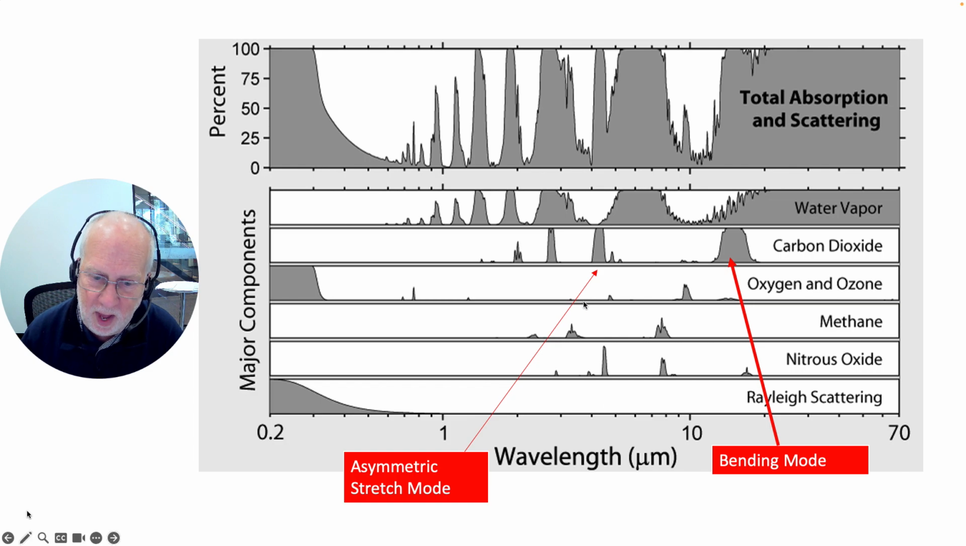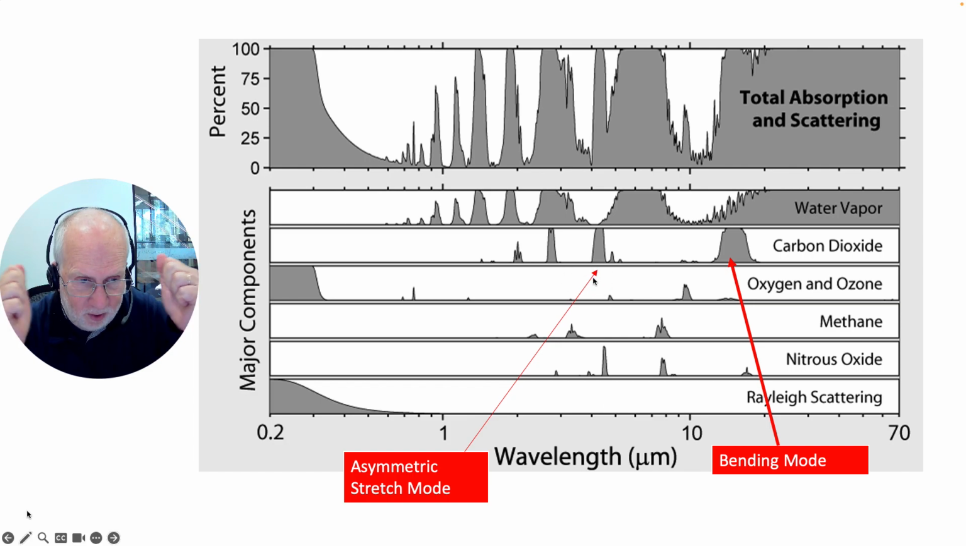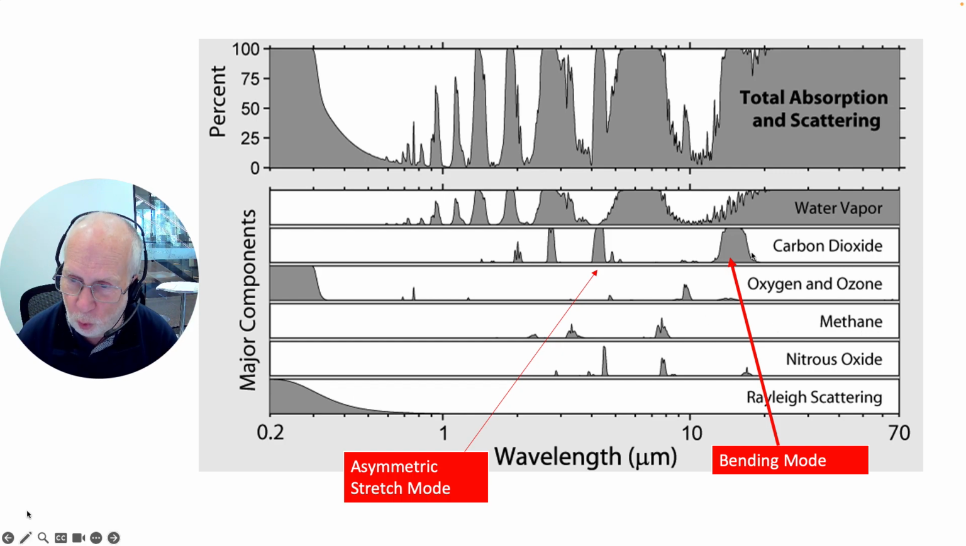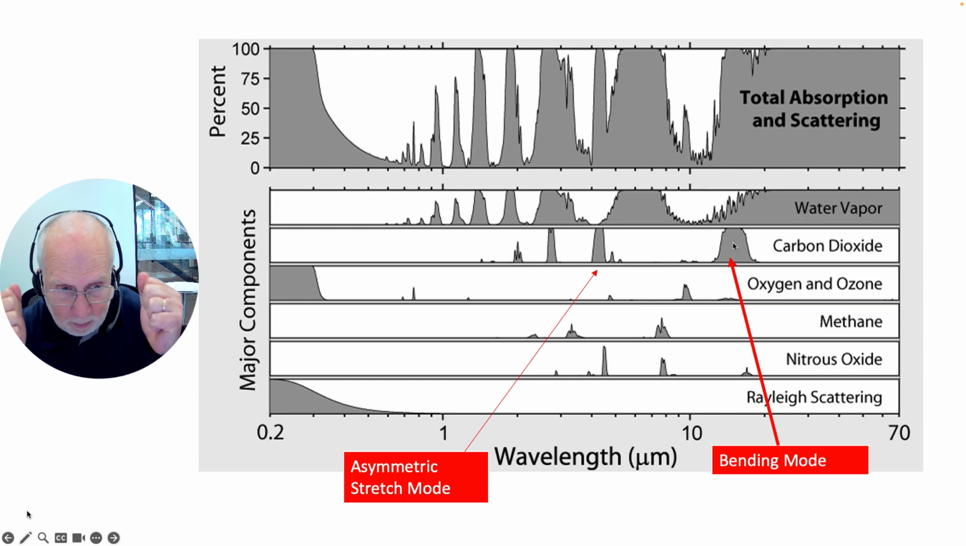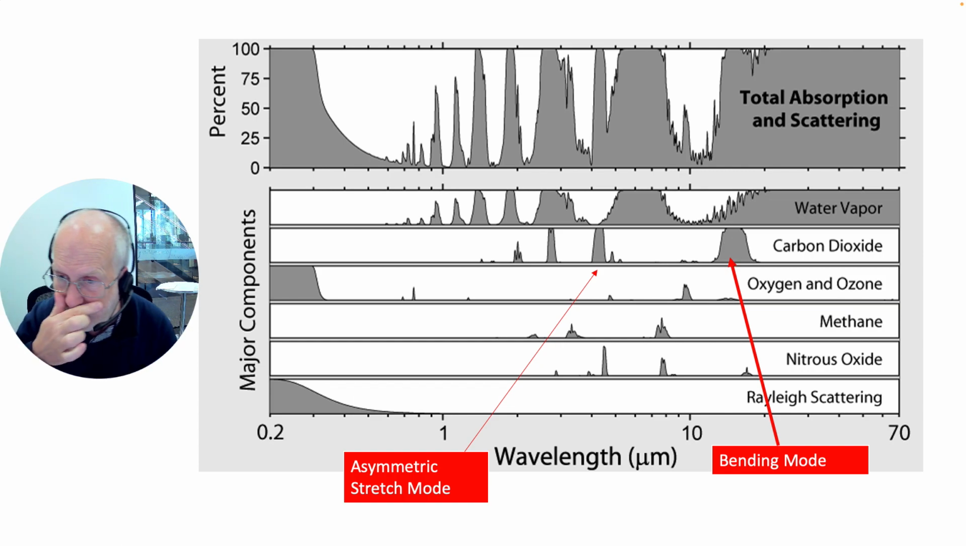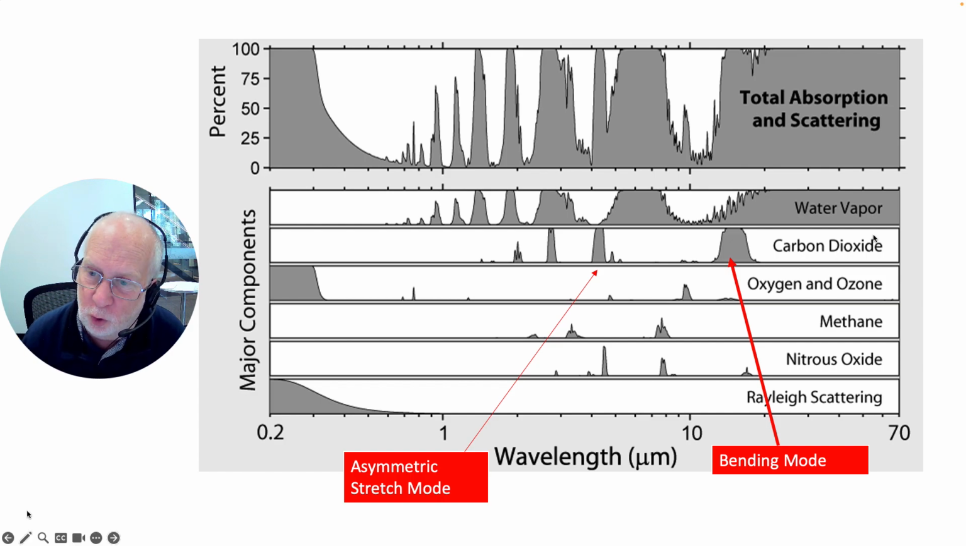Now, we've got the asymmetric stretch mode here. That's the one where they go like this. But the crucial one is this absorption here. So that's the wavelength where you get the asymmetric stretch mode. And this absorption is the bending mode. That's this one going up and down. And this is the one that causes global warming. It's called the bending mode, and that's the one that's causing so much trouble around the world at the moment.